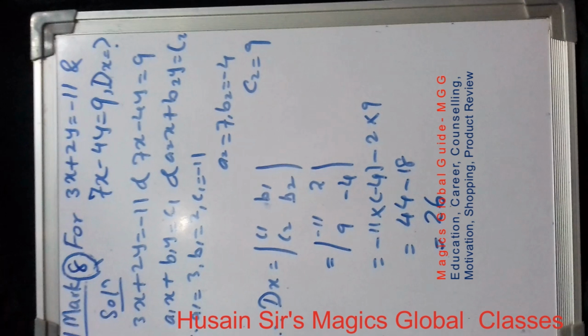Substituting the values of c1, b1 and c2, b2: minus 11, 2 and 9, minus 4. So it will be minus 11 into minus 4, that will be 44, minus 2 into 9, it will be 18. So 44 minus 18, that will be 26. So the value of this dx will be 26.